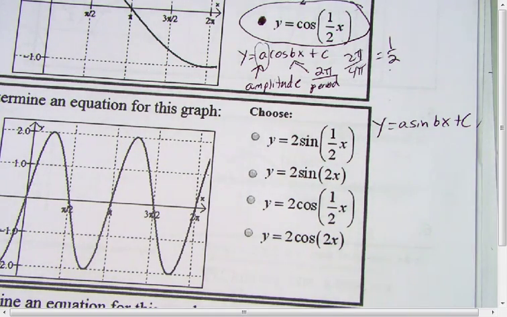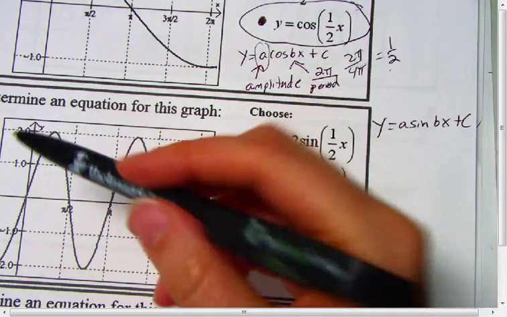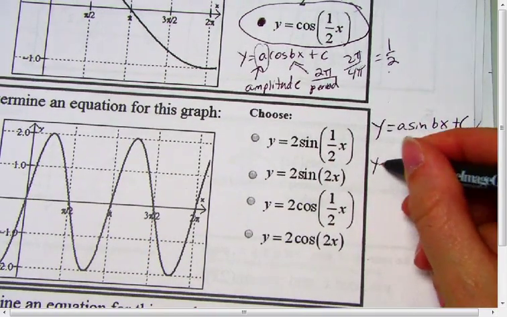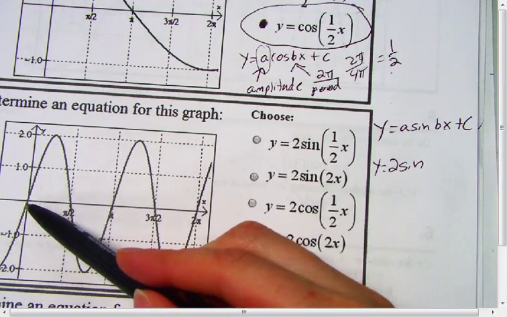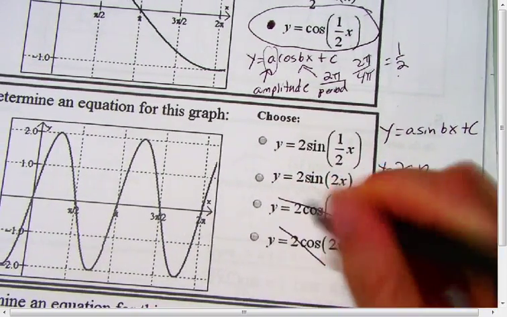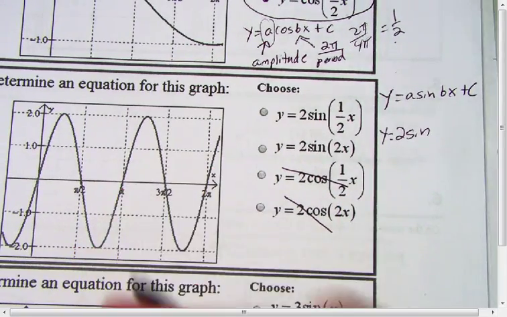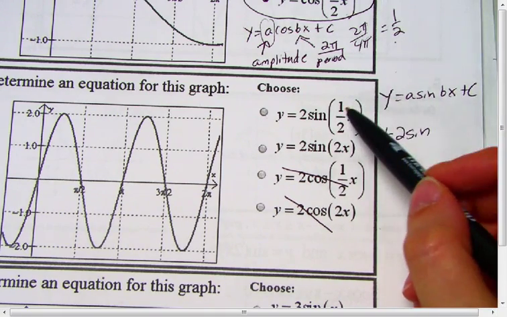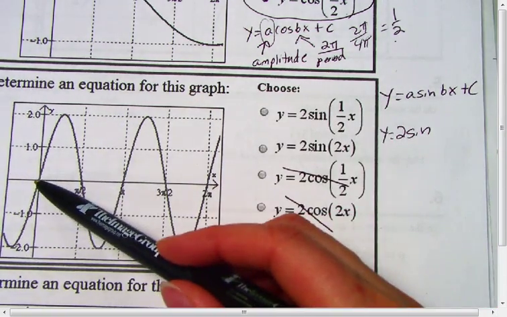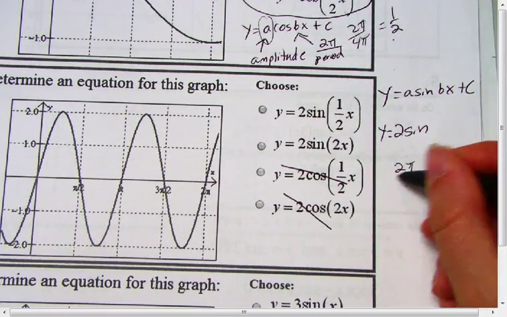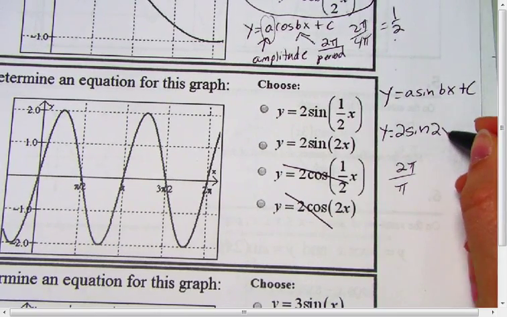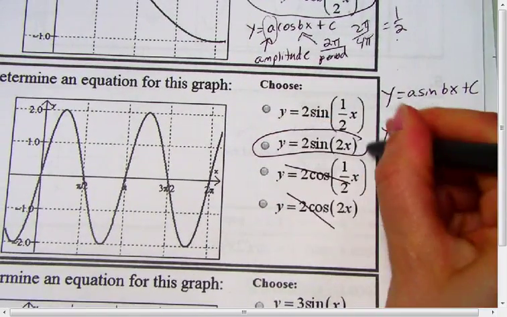All right, so for number 2, we know that the amplitude is 2, so I know I've got y equals 2 sine. And I know it's sine because it goes through 0, so that means I can cancel out these cosine ones. If it starts right here at 0, that's a pretty good indicator that it's sine. Now we need to figure out what the period is. When does it start repeating itself? It looks like it starts right at pi. So we're going to go 2 pi divided by pi, and we get 2x, which means we get this one right here.